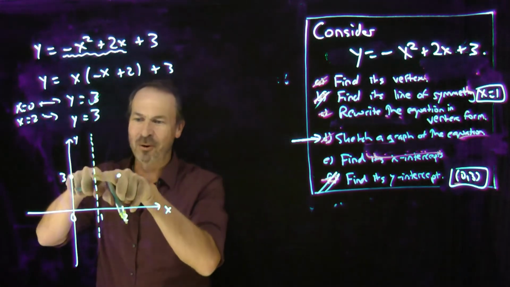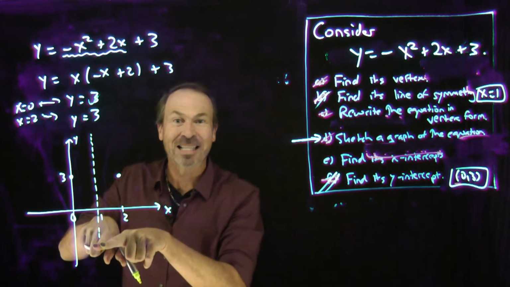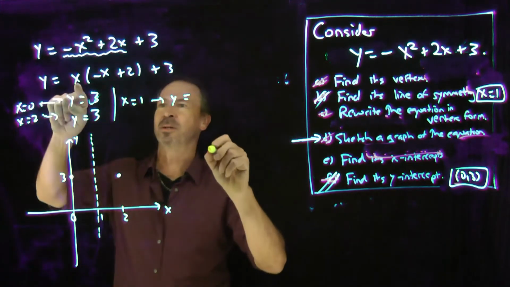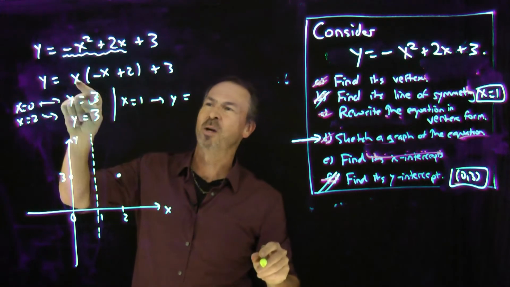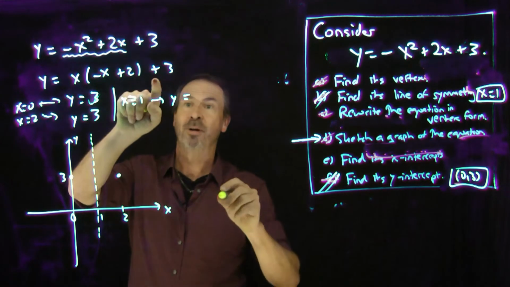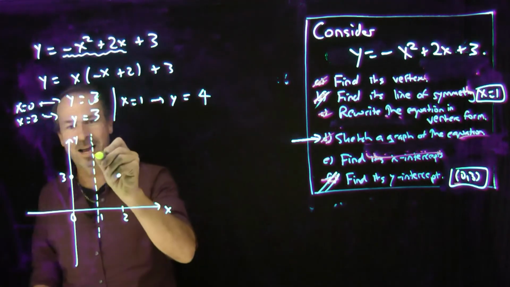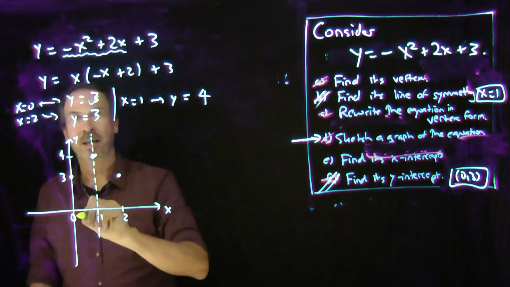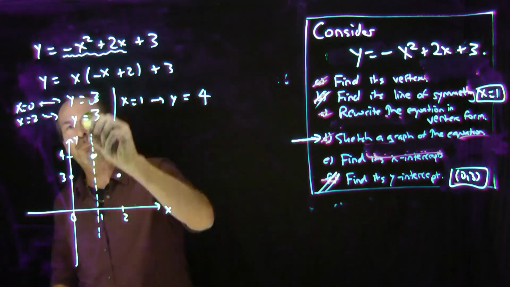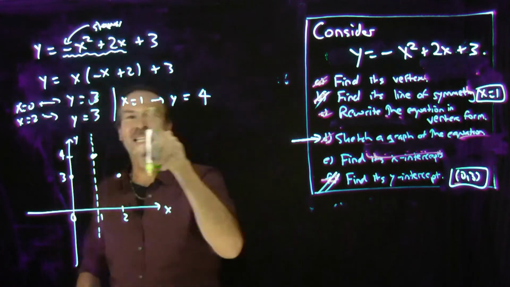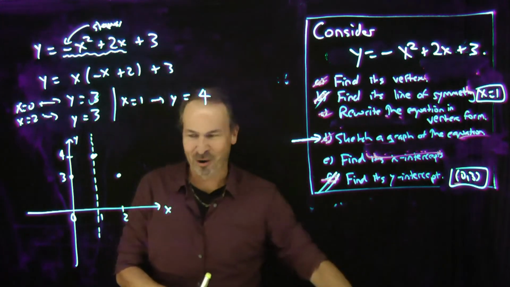And how high is that vertex? I don't know until I put in x equals 1. Let's do it. Put in x equals 1, out comes y equals 1 times negative 1 plus 2. 1 times 1, that's 1, plus 3 is 4. Ooh, it's 4. It's higher at 4. Which makes sense. I'm expecting something upside down because that's the steepness. I did expect an upside down U-shaped graph, and I think I've got it now.